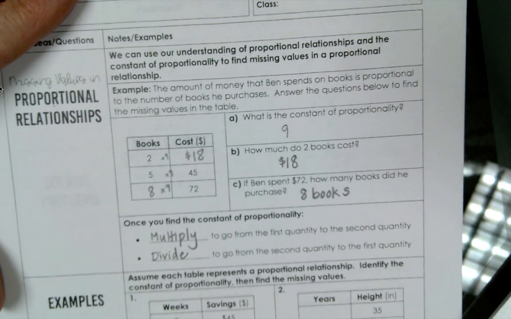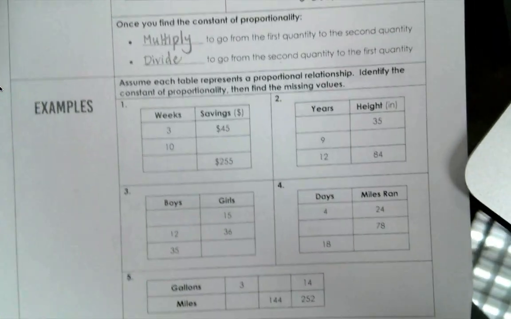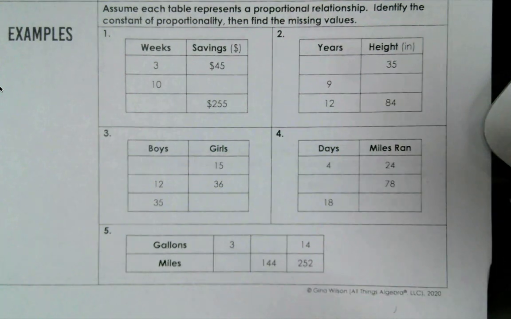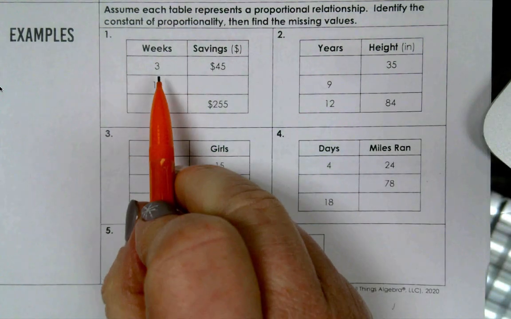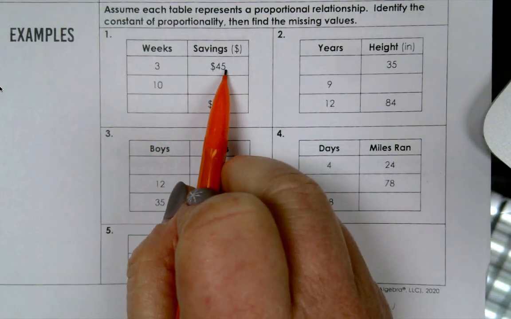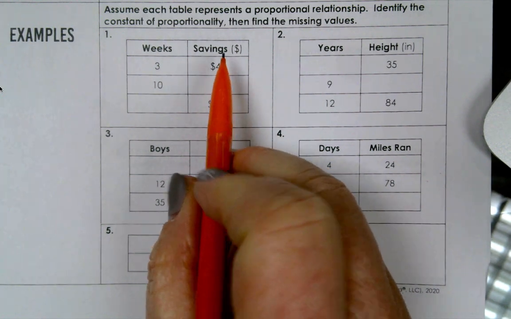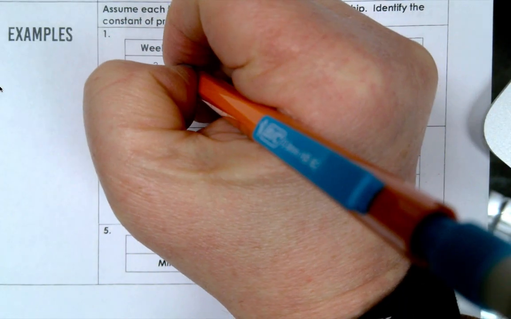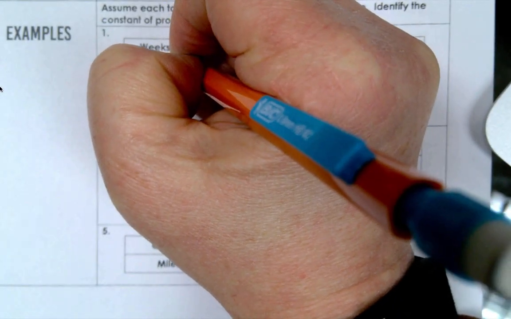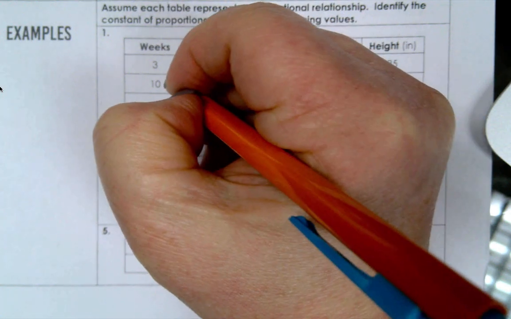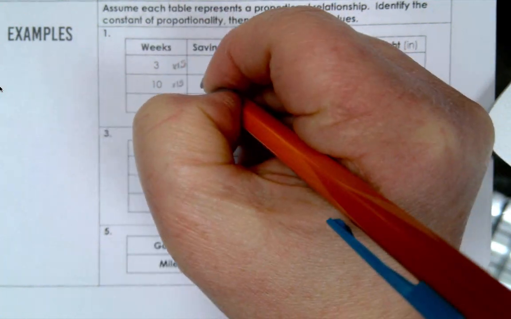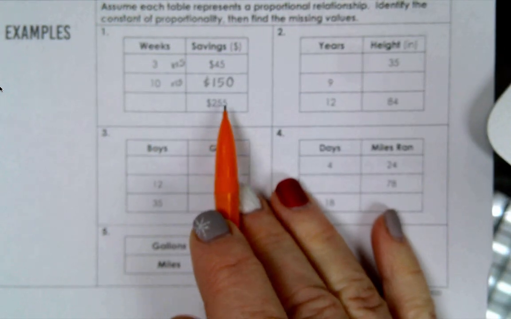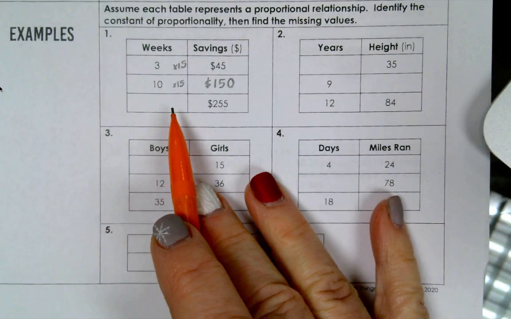Okay. So let's look at some examples. So we're just filling in the holes. And again, we have to find the constant of proportionality first. So how do I get from 3 to 45? Well, if I don't know my facts, I'm going to divide. 45 divided by 3 is 15. So I'm saying 3 times 15 is $45. 10 times 15 is $150. And then down here, I know my constant of proportionality is 15.